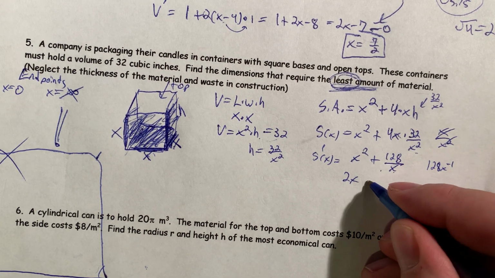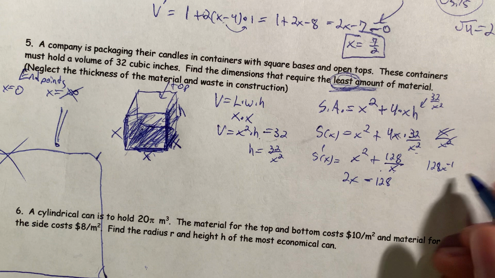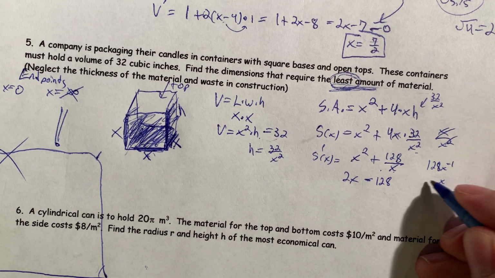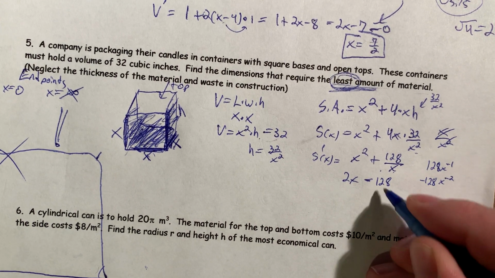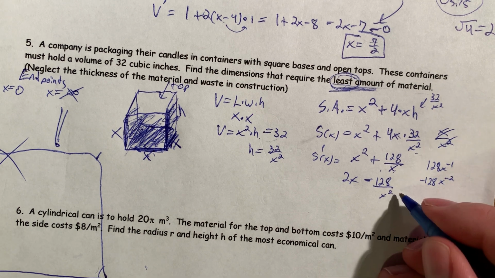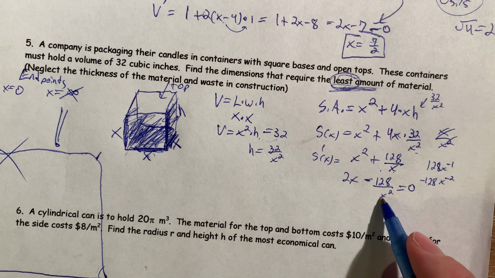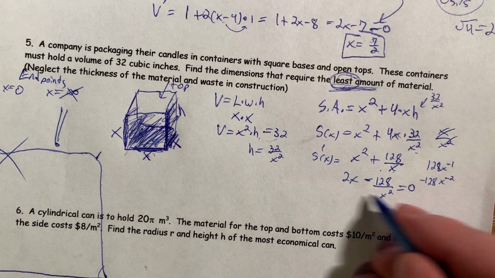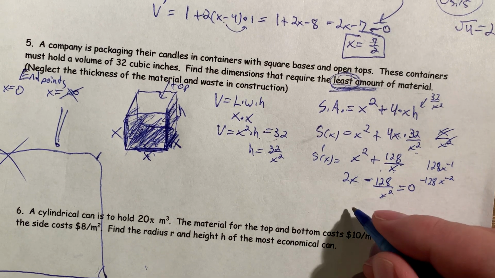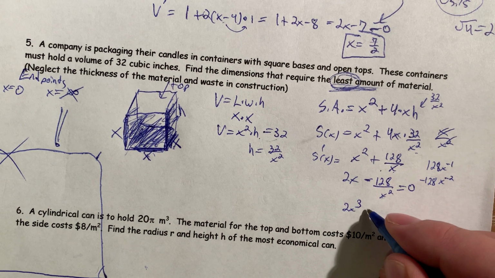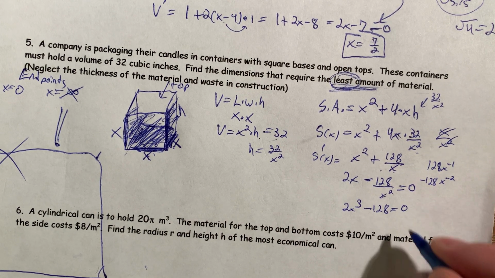So we multiply by the power, so minus 128, and we lower the power by 1, so it's going to be x to the negative 2, so over x squared. And we need to find the critical value, which is where this is equal to 0. So we've got x squared in the denominator. We're going to multiply both sides by x squared. So 2x cubed minus 128 equals 0.